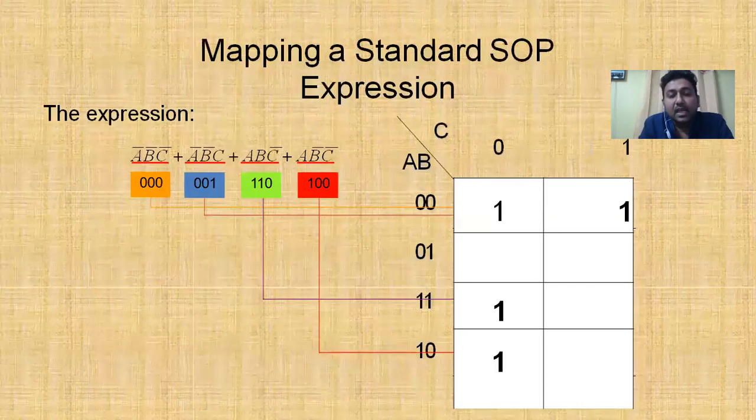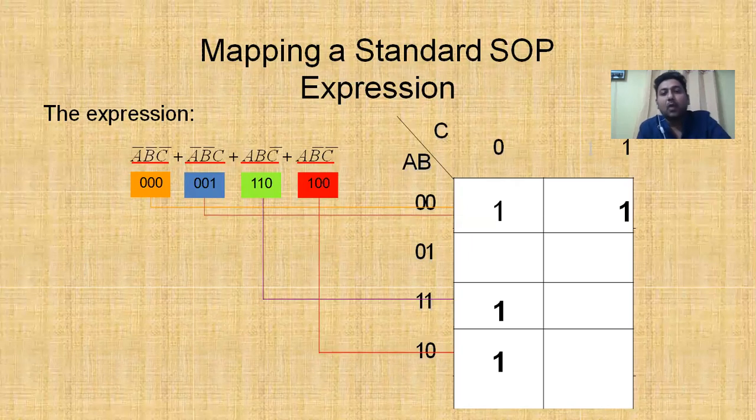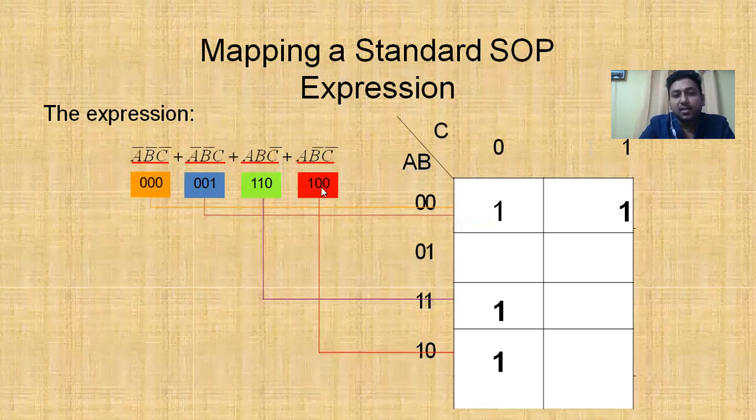Next one. Now from the expression, how can we draw the K-map. Suppose there is the expression a bar b bar c bar plus a bar b bar c plus a b c bar plus a b bar c bar. So this may be converted into binary form. A bar b bar c bar means 0 0 0. A bar b bar c means 0 0 1. This is 1 1 0, 1 0 0.